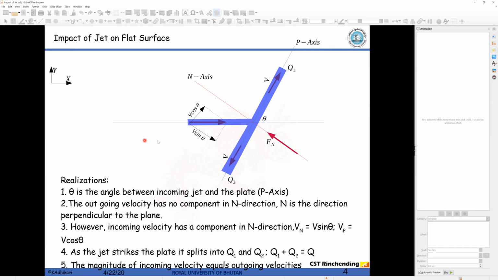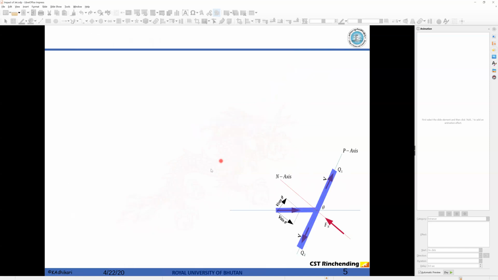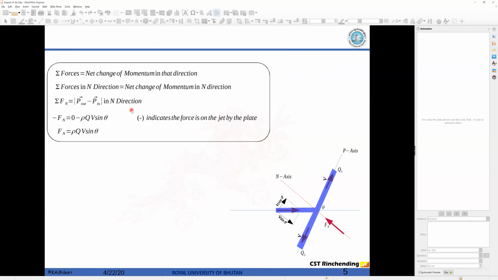In my earlier diagram I broke this force into two components, that is Fx and Fy, but here I'm taking it as one force. This is valid, and the other one is also valid. Anyway, you can choose. Just for reference, I'm making this figure here. And now let's apply the impulse momentum principle. Net force is equal to net change of momentum in that direction.